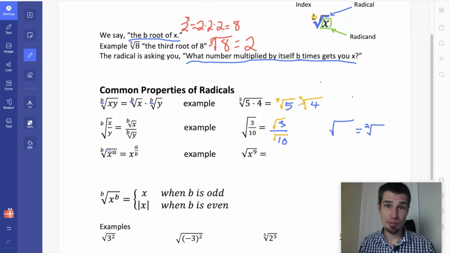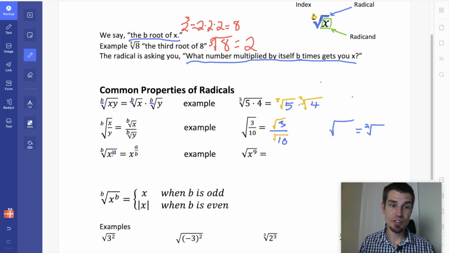And the last property we'll talk about is how we can take a radical expression and represent it as a rational exponent. Rational just means fraction. So if we have a radical expression, we can represent it as some base to the power of some fraction. Okay. Now notice, where is this a ending up in this side of the equation? Where is this b ending up on this side of the equation? Where is this x coming from?